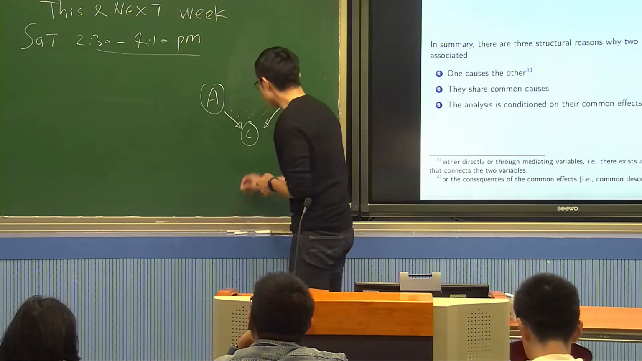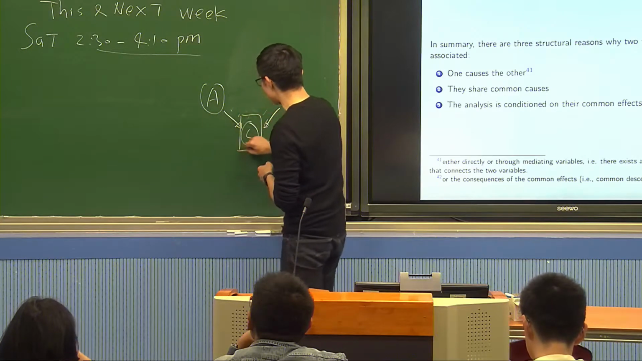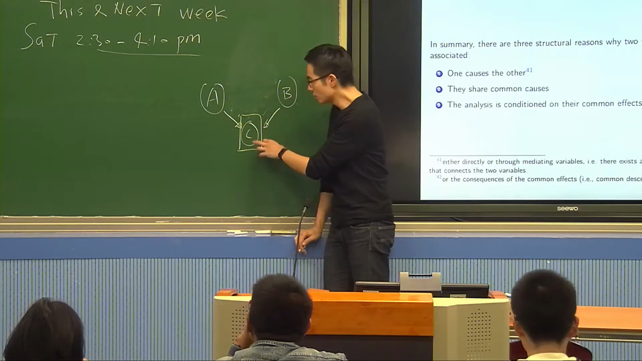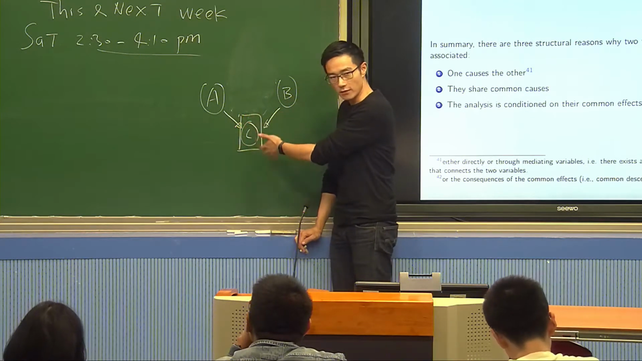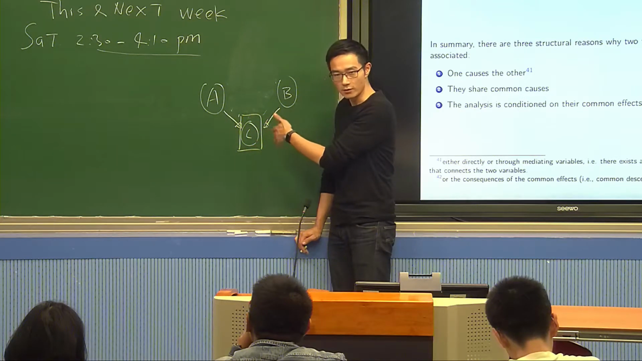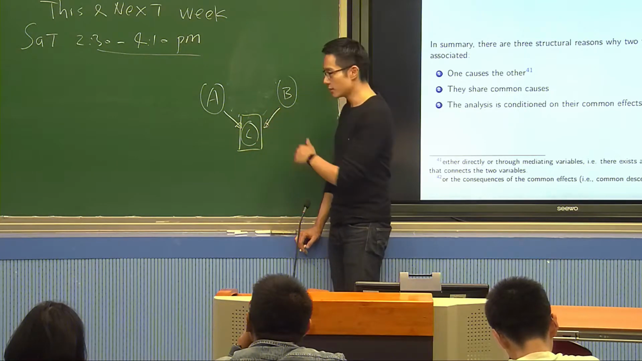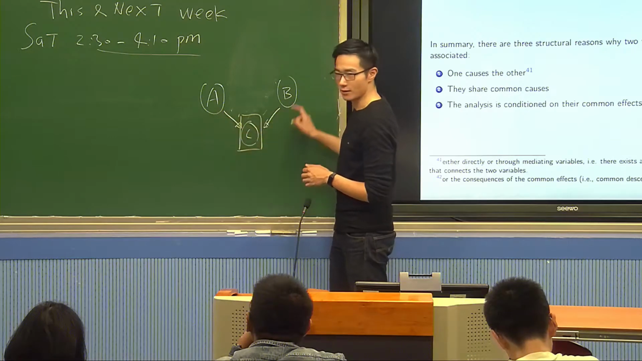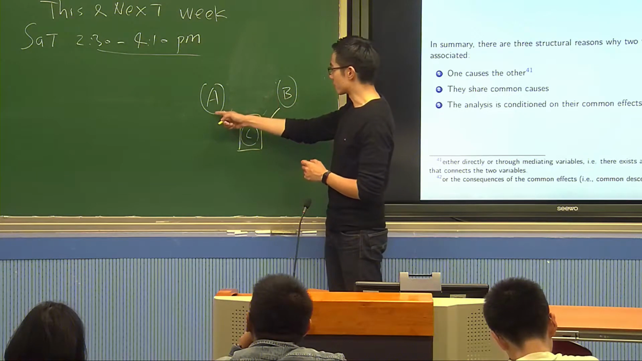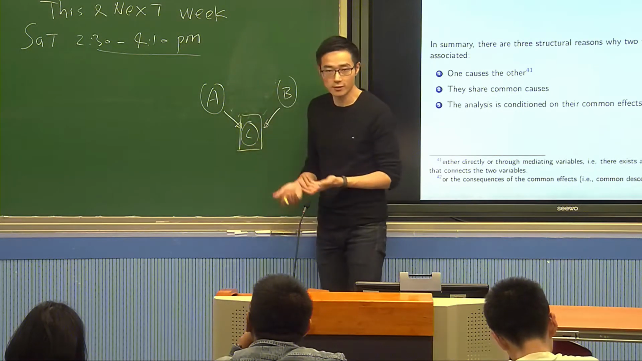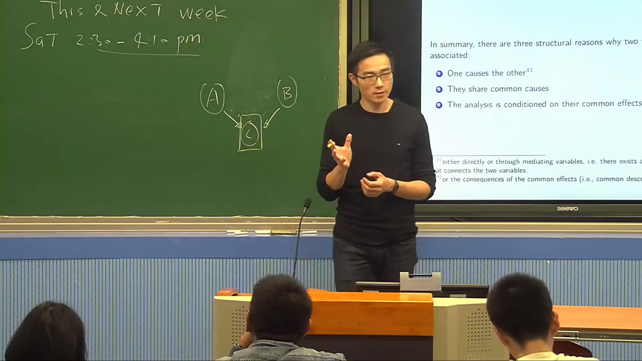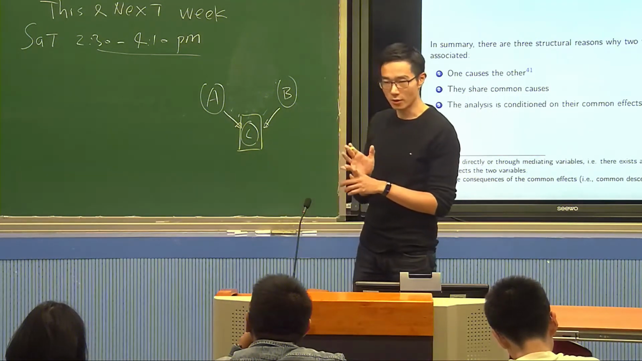Now, if I condition on it, means if I fix the level C, only consider the level C, condition on C equal to 1, then this path is unblocked. So in this case, this is the open path, and A and B become correlated again. Okay. So three reasons why A and B may be correlated.